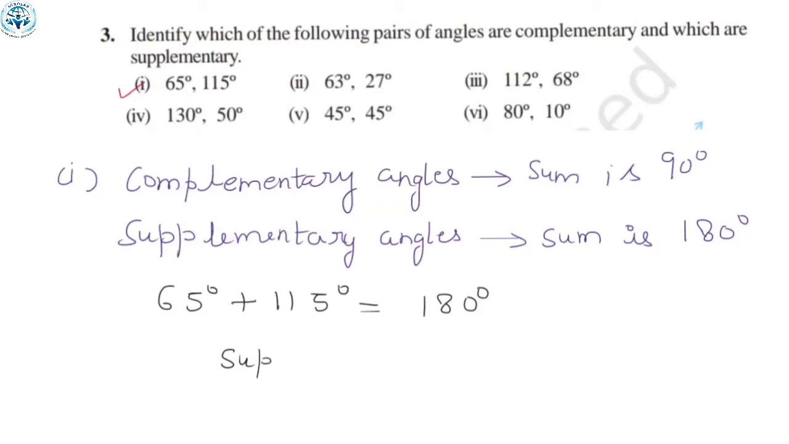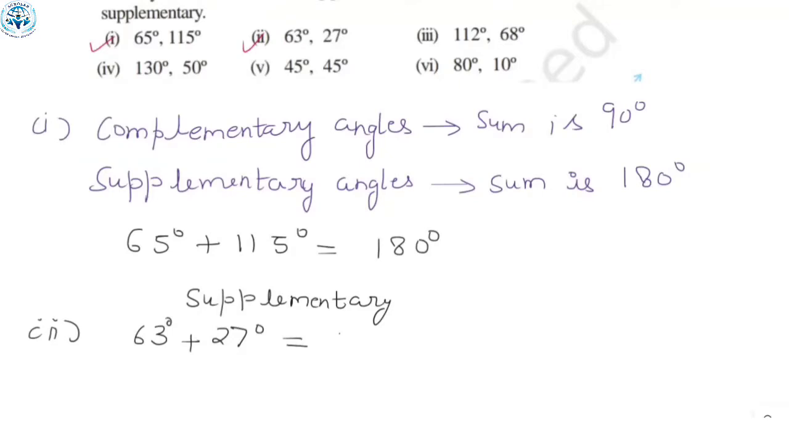The first one is supplementary because the sum is 180 degree. The second one is 63 and 27. We will find out the sum. The sum is 90 degree. So the angles are complementary.